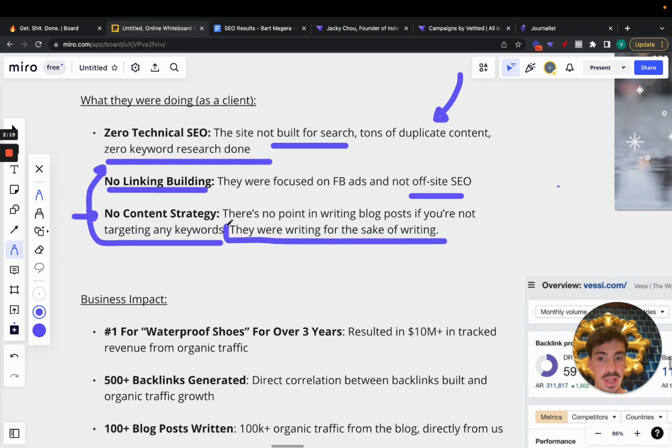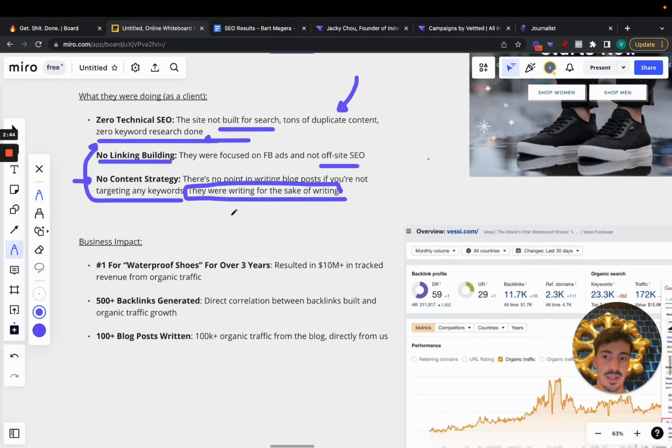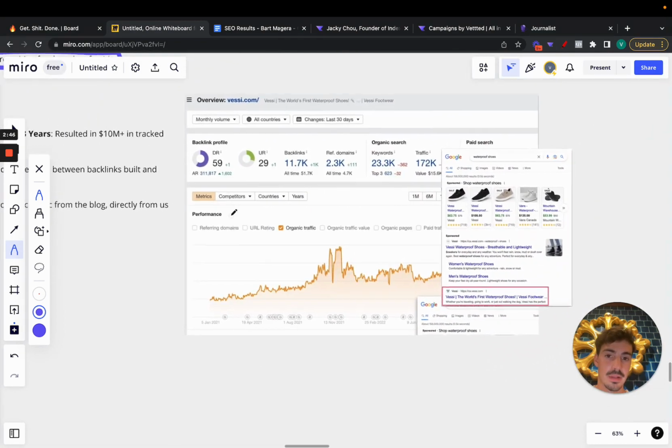And a lot of people end up doing this because it feels like it's work, and it is work, but at the end of the day, if you're just writing for the sake of writing, you won't really get anywhere. You're just going to spend resources and time and money, and it's just pointless, right? And a lot of people do this, unfortunately, so I often try to say that please do some keyword research before you start your content writing journey, okay? So these were the issues, right? This was where the site was at. And let me show you the business impact right here.